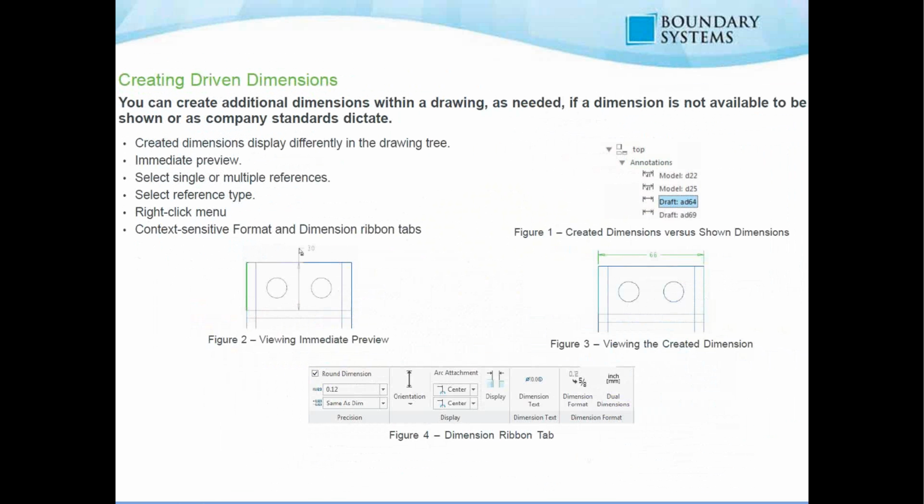And then creating your standard driven dimensions. Again, the big thing here is that there is an immediate preview of your dimension after you select even your first reference. We see there in figure 2 that we select an edge for our dimensional reference. It gives us that preview. And then we can always hold the control key down to select multiple references for our dimension, and then middle mouse button to place the dimension as usual.